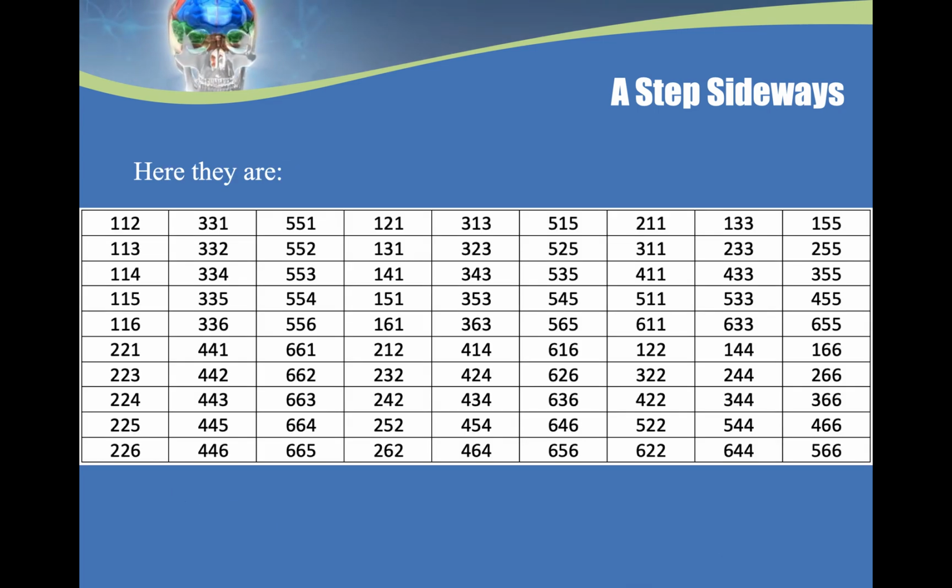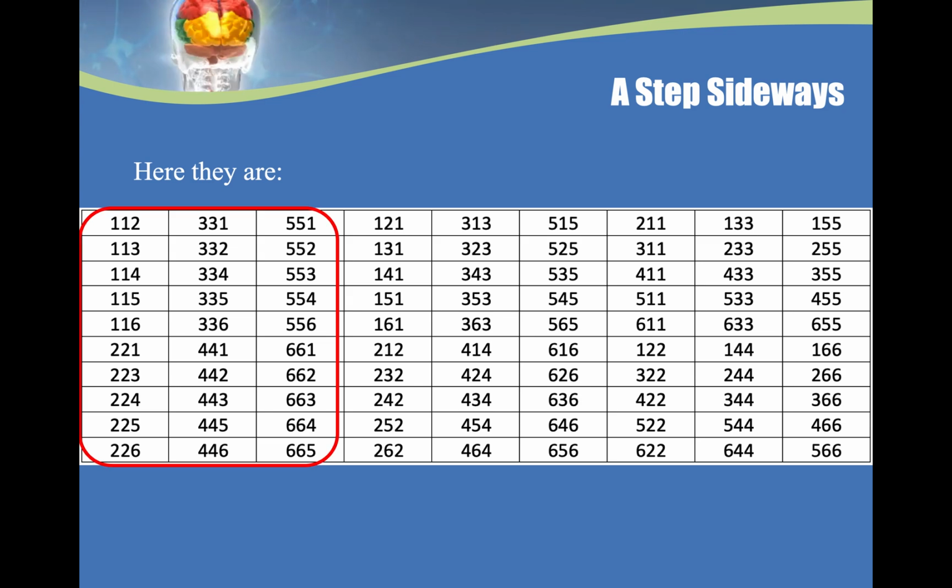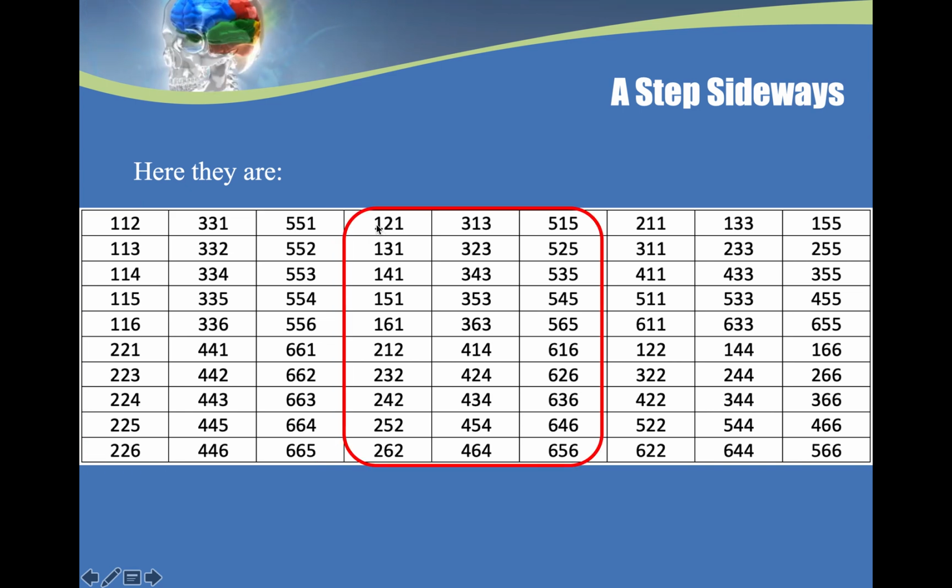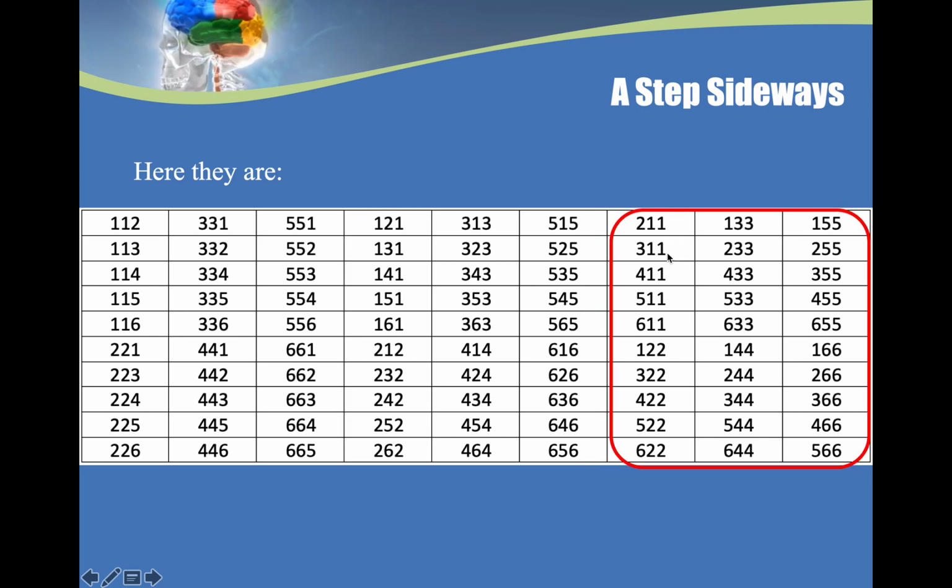Here they are. The first 30, so 3 columns and 10 rows. 112, 113, 114, 115, 116, 221, 223, 224, 225, 226. These are all the possibilities in which the first 2 numbers match. New, repeat, new. There's 30 of those. Here we have new, new, repeat, but the repeat is a repeat of the first number. There's 30 of those. Here it's new, new, repeat, but the repeat is of the second number. A total of 90, and now we can review.